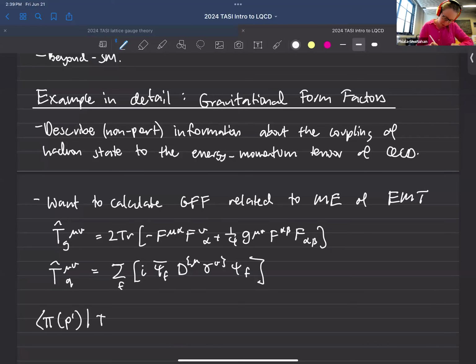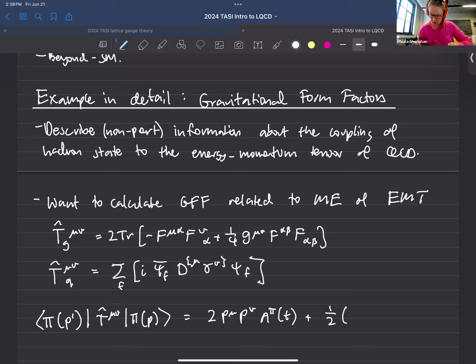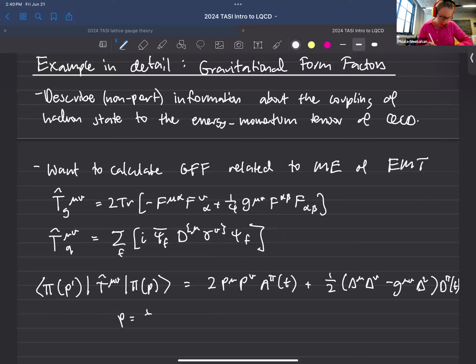I'm going to use a pion state for simplicity. If I put the energy momentum tensor in between two pion states, you can write down what the decomposition into different Lorentz structures has to look like, essentially just by the various symmetries of the system. This is an exercise for the electromagnetic form factors in Peskin and Schroeder, chapter 5 or 6, I think. But you can follow exactly the same exercise here. Just let me write this down and then I'll explain a bit more.